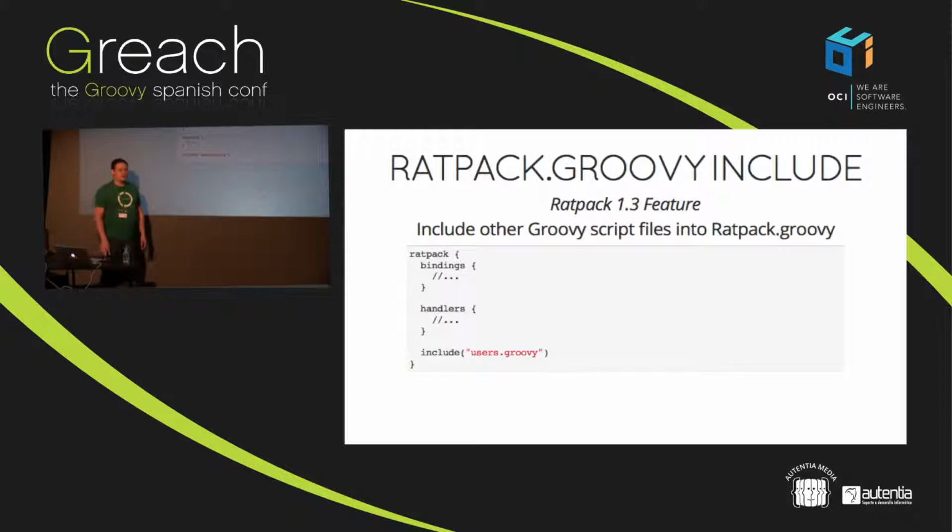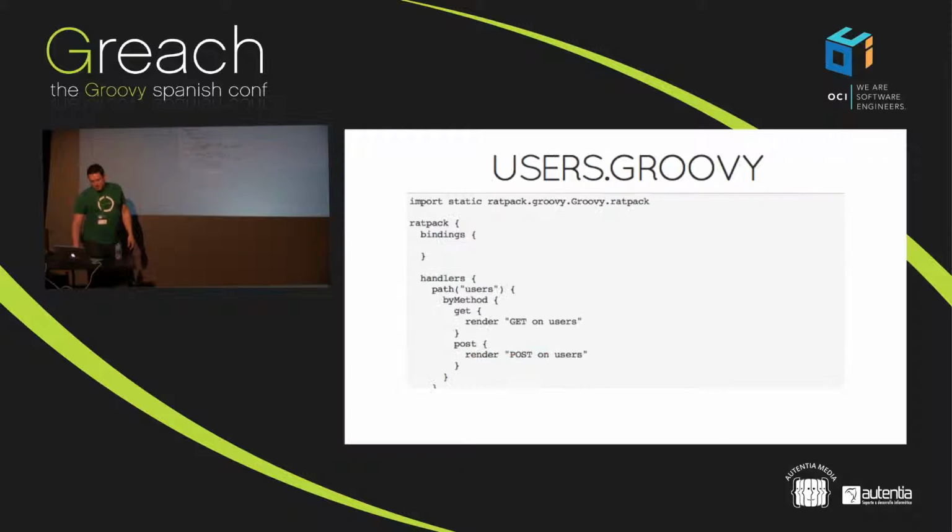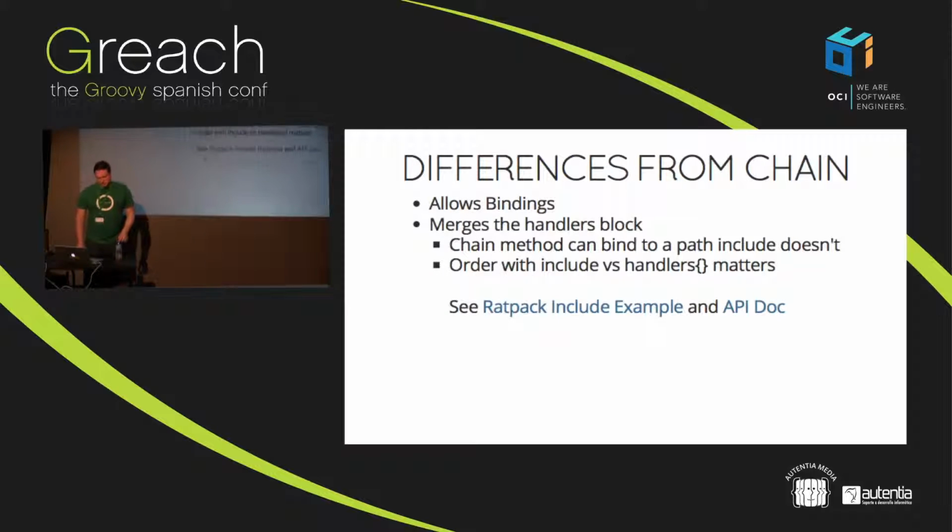So there's a new feature actually coming in Ratpack 1.3, which should be out as an RC next week, where you're actually going to be able to include other Groovy script files in ratpack.groovy. And that works kind of, you can just add this include right at the bottom, and you include an entire other Ratpack script. Basically, it's the same as ratpack.groovy, except you are including this and the other. So this is something coming in 1.3. It's going to be, I think, really exciting, but there are some major differences between the chain method.